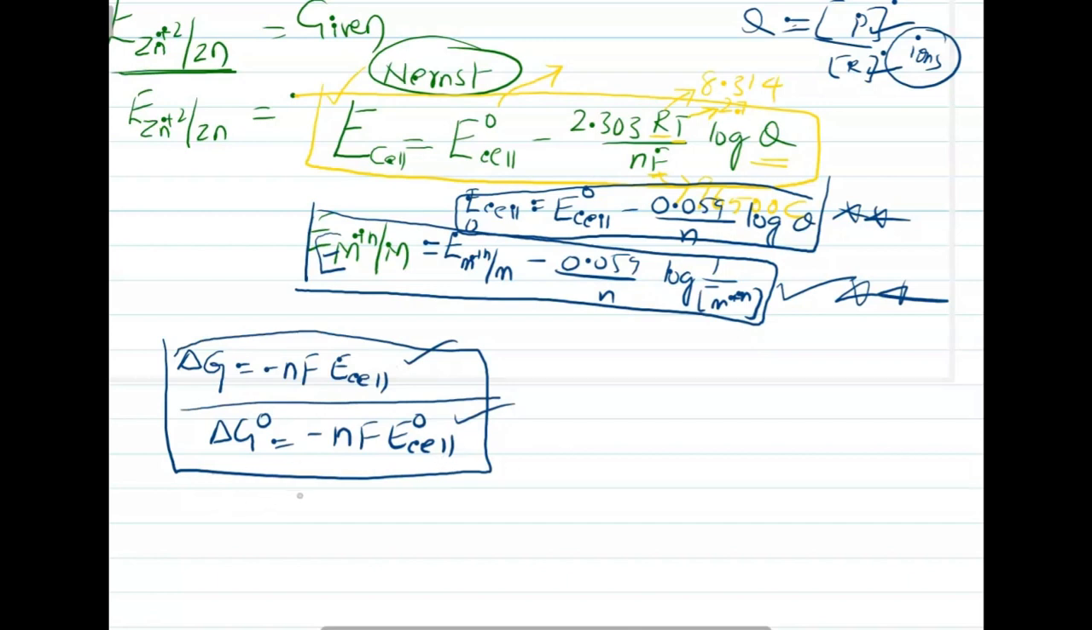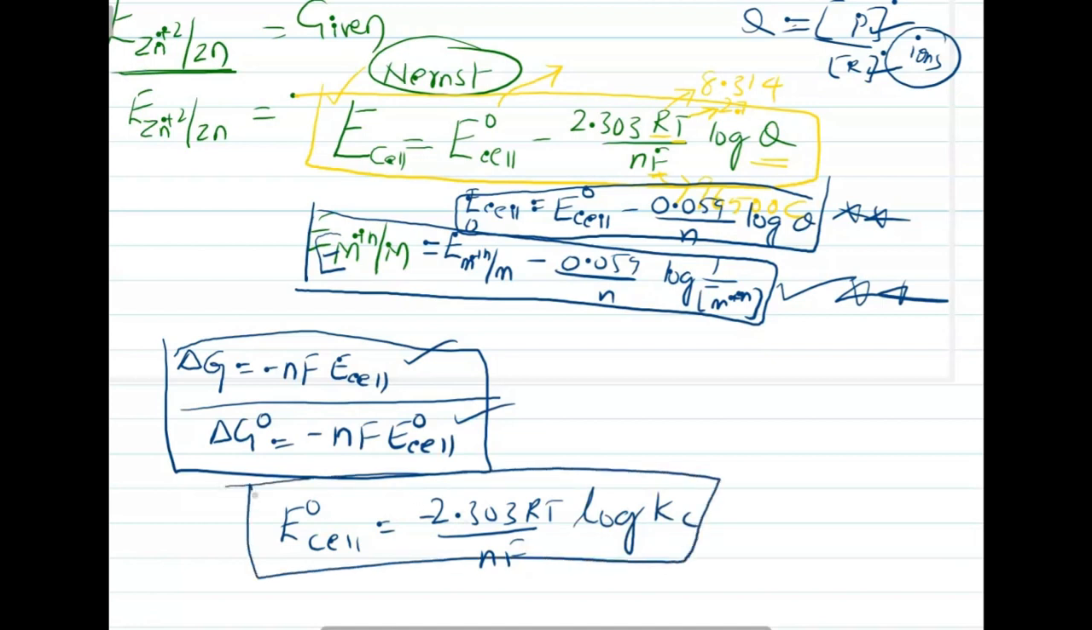So next, E naught cell is equal to 2.303 RT by nF minus 2.303 RT by nF log Kc. This is applicable when it is given as an equilibrium constant. If your reaction is at equilibrium, then only this relation can be used, otherwise no need of using this relation.